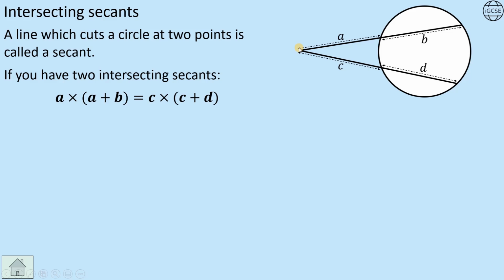All right, so the rule with this one, as you can see already written down here, is A multiplied by the total length of this, so A plus B, is equal to C multiplied by the total length of this, so C plus D. So that's the rule, and of course we just need to see what we've got and apply it.